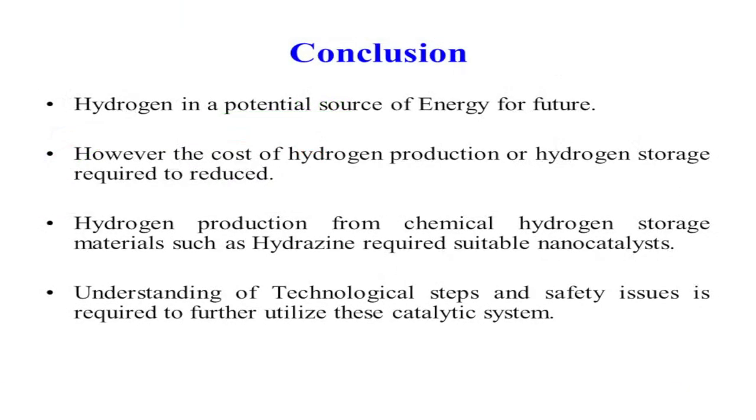So in conclusion, hydrogen is a potential source of energy for the future. However, the cost of hydrogen production or hydrogen storage is required to be reduced. Hydrogen production from chemical hydrogen storage materials such as hydrazine requires suitable nanocatalyst, and understanding of technological steps and safety issues is required to further utilize this catalytic system.